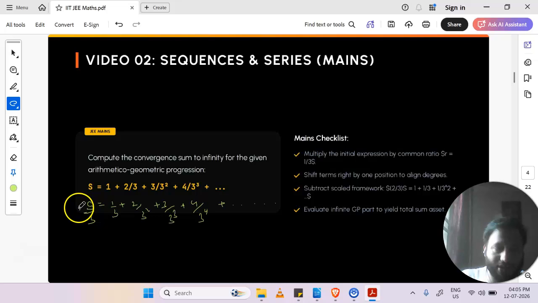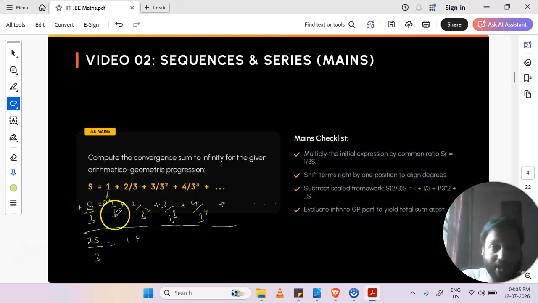Now why did I do that? Because once I did that, if I subtract these two equations, S minus S by 3 is 2S by 3. Now I'll shift the way they are. I will just subtract 0, so it's 0 plus the entire series. Now I subtract 0 from 1, which is 1. I subtract 1 third from 2 third, which gives me 1 third.